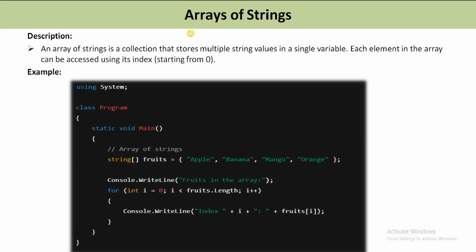Next we have arrays of string. So what are arrays of strings? An array of string is a collection that stores multiple string values in a single variable. Each element in the array can be accessed using its index starting from 0.